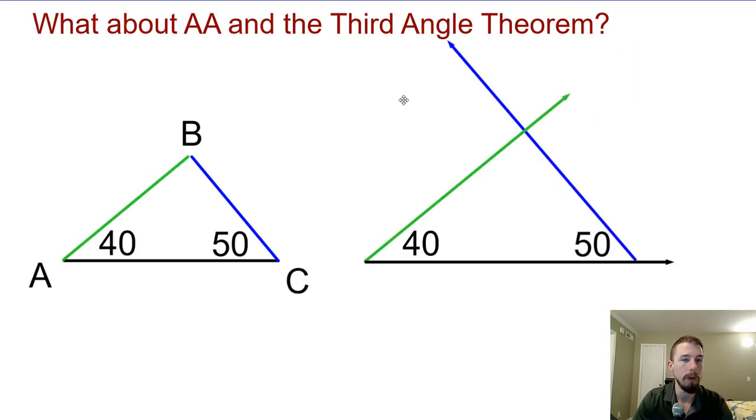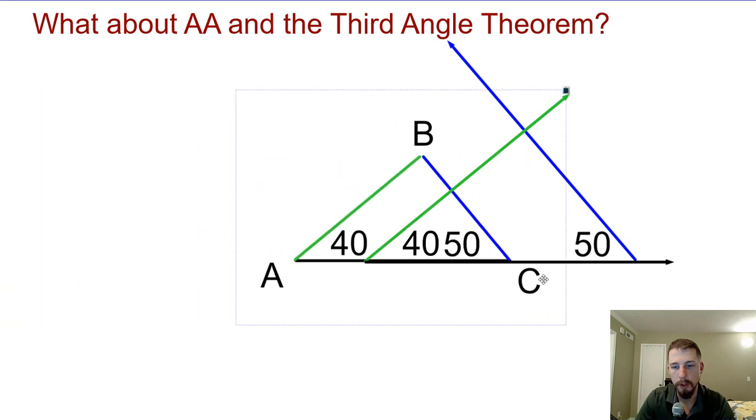Moving on. So what about angle, angle in the third angles theorem? Let's say I tell you that we have a triangle and the angles are 40 and 50. And I draw another triangle over here with angles of 40 and 50. Are these two triangles congruent to each other?